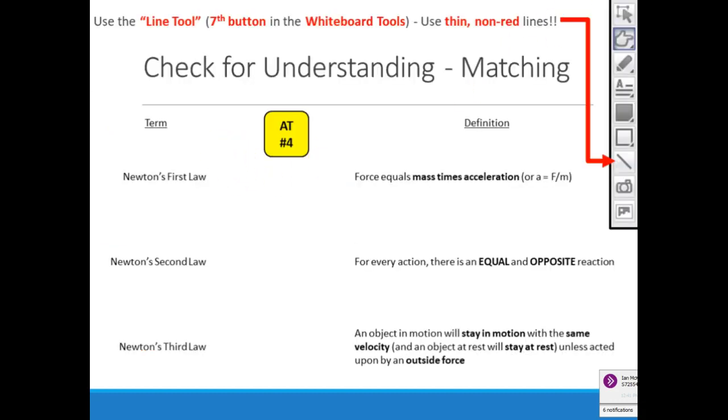All right, let's match these up. Let's make sure that we understand these. Grab your whiteboard tools. Please match up the law with its definition. Remember, we talked about the first law yesterday. We talked about our second law, which is the equation, and the third law, that's what we just went over. Grab your whiteboard tools, put your answers up there.